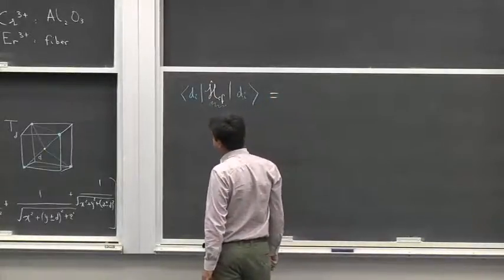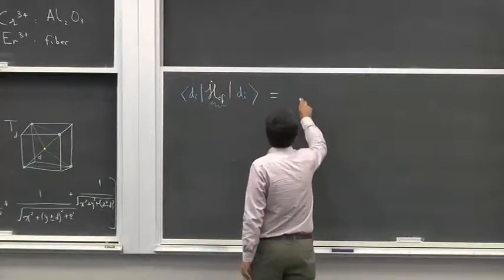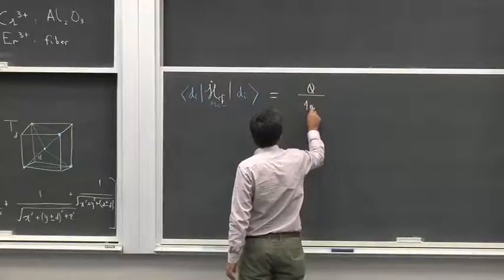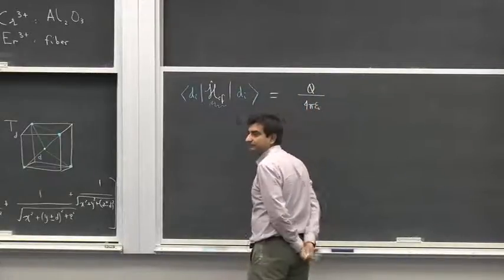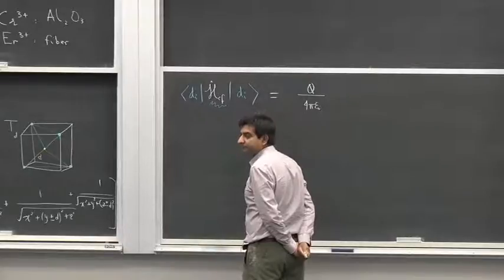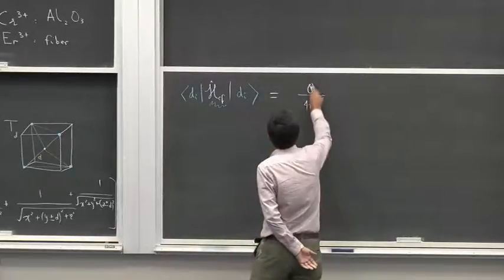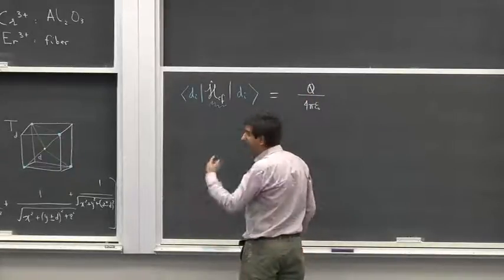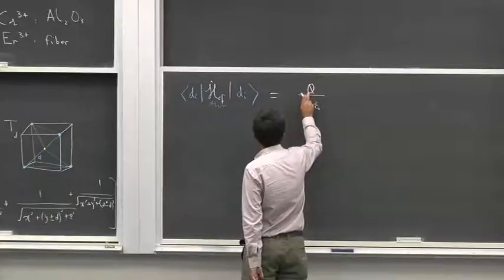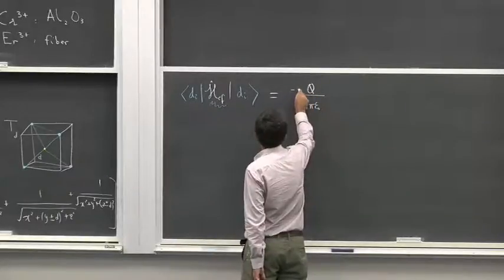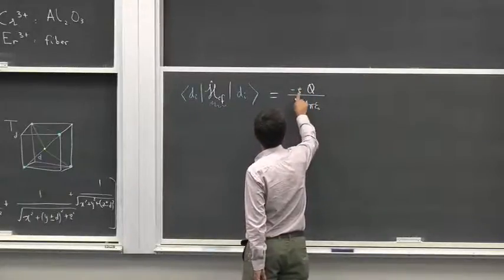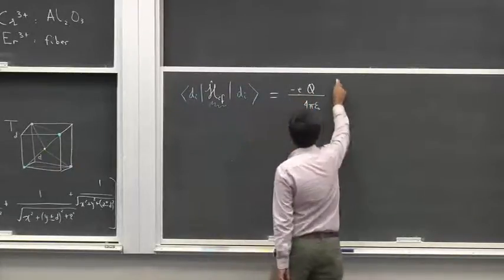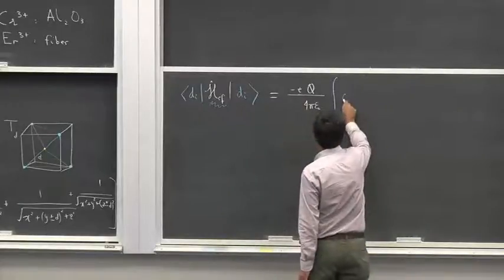So what I need to do is Q over 4 pi epsilon naught. Now this thing is negative. I have a single electron. So when this negative charge interacts with an electron, it produces an energy proportional to E into Q. That single electron is coming from the d orbital. Integral over all of volume.